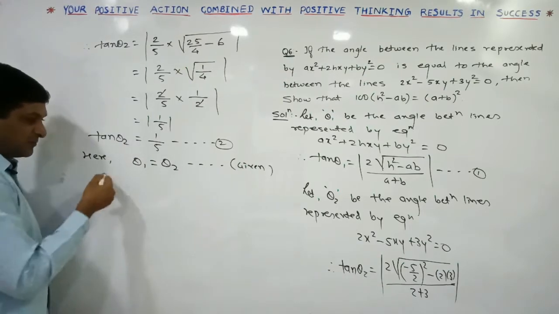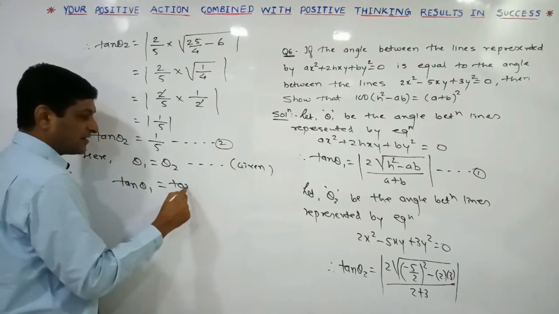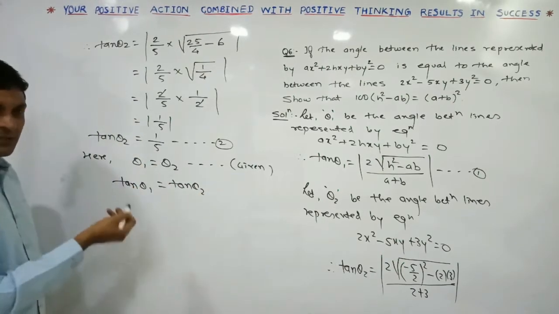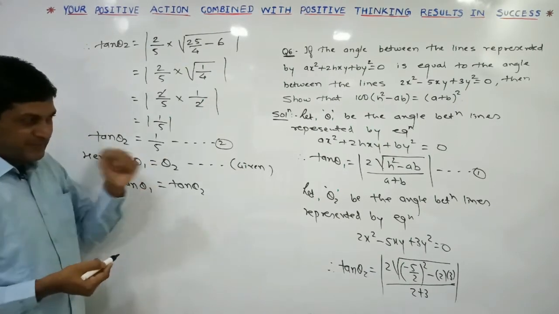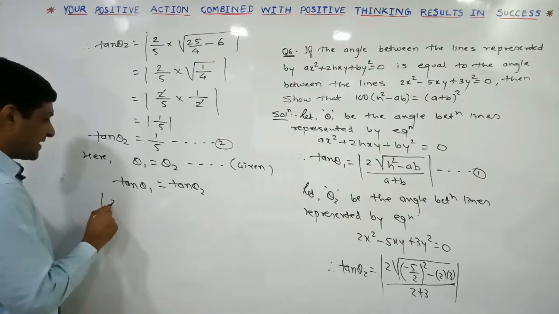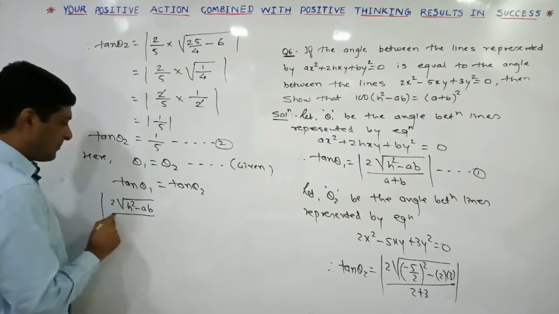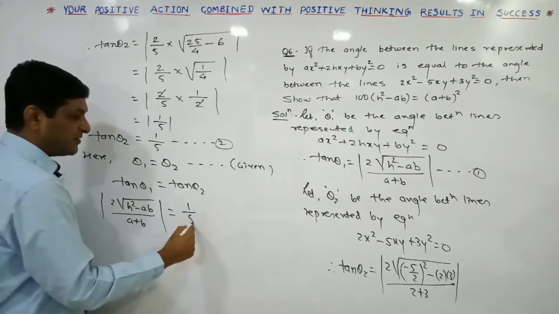Tan. That's why we are taking tan on both sides. So tan theta 1 is equal to what? Tan theta 2. If these angles are equal, then if we are taking tan on both sides, the equality remains as it is. From equation number first, we are replacing tan theta 1 by its value. What is its value? 2 under root h square minus ab upon a plus b, and on this side keep this 1 by 5 as it is.